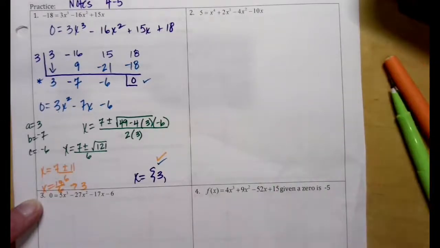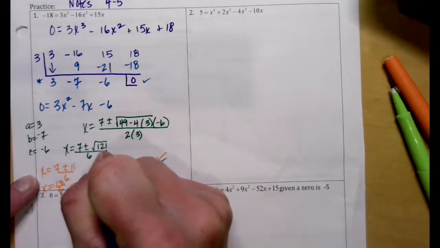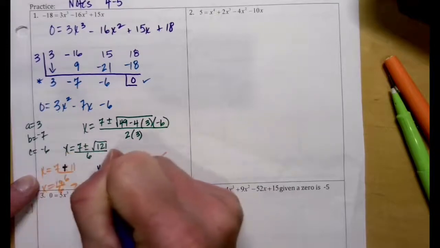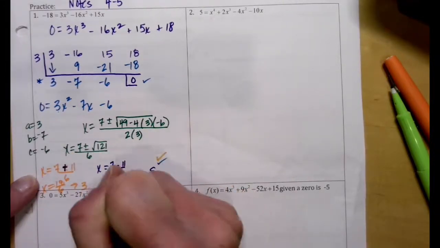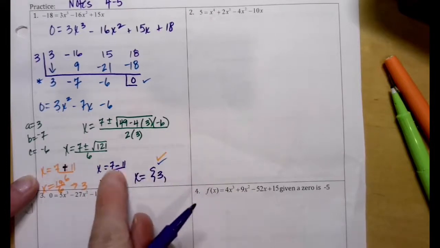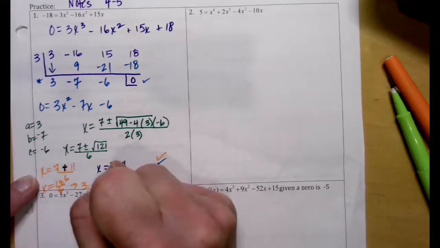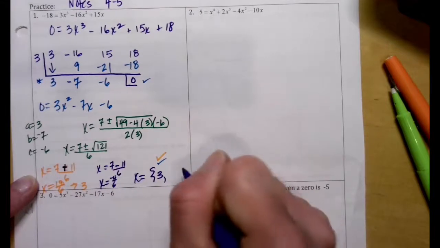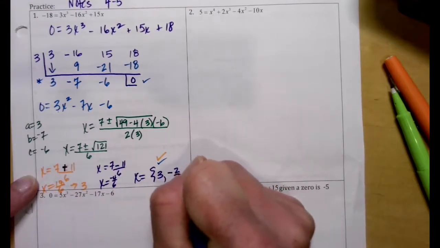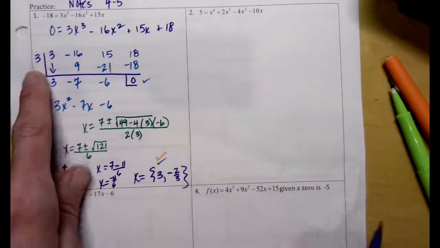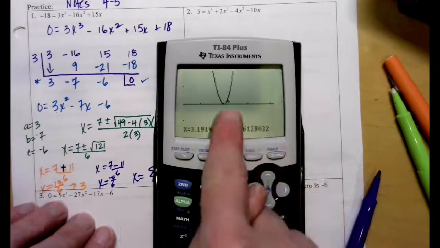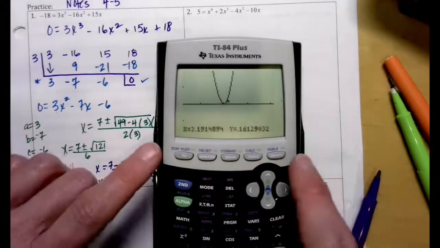And then here's my second part. This is just my plus. X is equal to 7 minus 11 divided by 6. So 7 minus 11 is negative 4. So that's going to be negative 2/3 when I simplify it. How funny is that? It was 3 that was my double root. I should have thought about that.